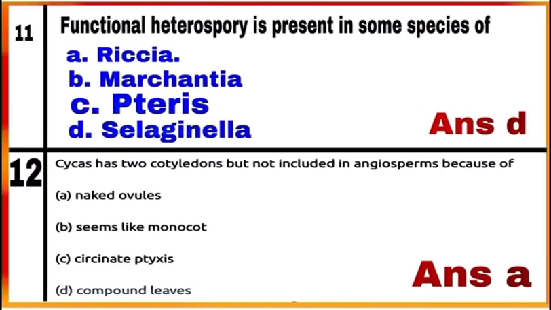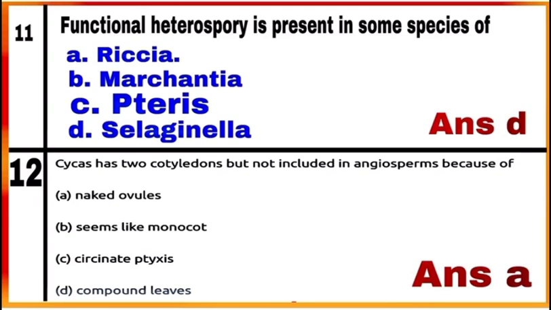Question 11. Functional heterospory is present in some species of genera like Selaginella and Salvinia, which produce two types of spores: macro, large sized, and micro, small sized spores, and thus are known as heterosporous. So here mark D as the correct answer.